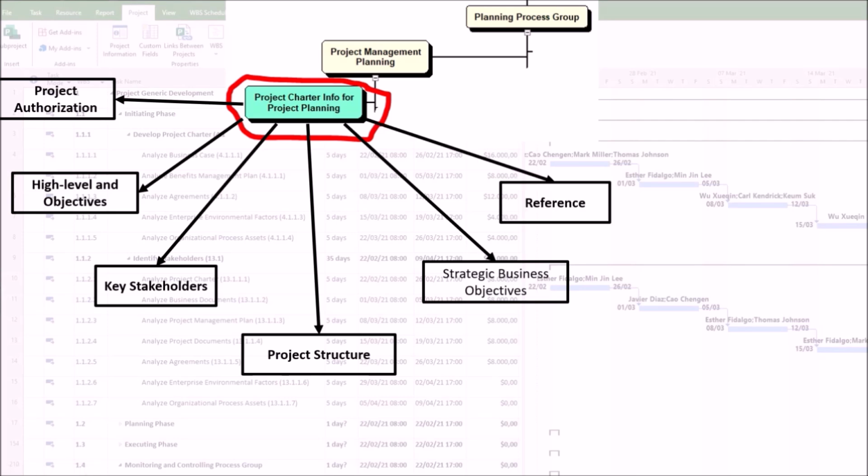6. It serves as a reference throughout the project. The project charter is used in developing the project management plan and guiding project execution. It helps resolve ambiguities by providing an official baseline for key project elements.